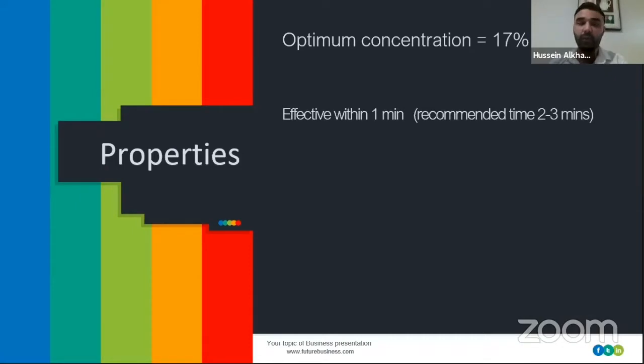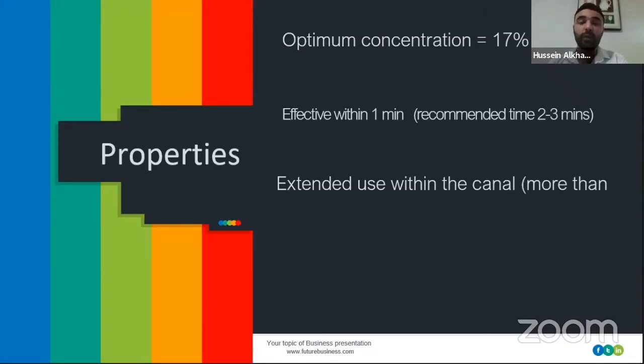The efficacy of EDTA to remove a smear layer starts after 1 minute, and the recommended time of using EDTA is 2 to 3 minutes, as this time has been shown to be very effective in removing smear layer and opening the dental tubule and peritubular dentine.